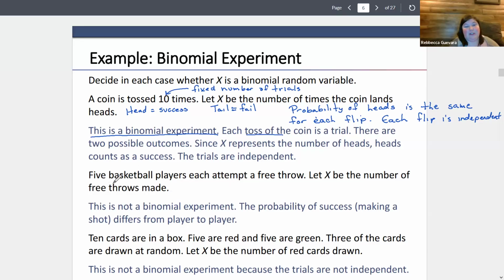Here we've got 5 basketball players. Each attempts a free throw. X would be the number of free throws made. So we do have a fixed number. We do have a success and a fail. The problem is that each player has a different probability of making a free throw.